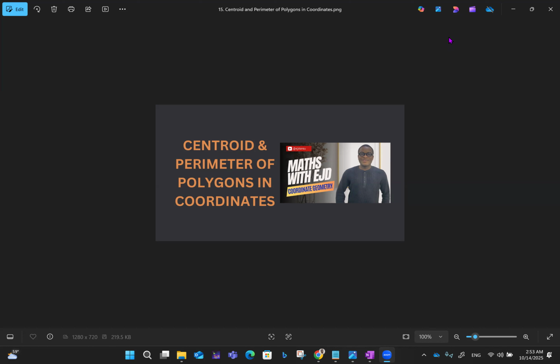And in the video where I talked about triangles in coordinates, I had looked at things like centroid and incenter, circumcenter, orthocenter, and all of that for a triangle. But on a broad base, I want to look at centroid and perimeter of polygons in coordinates.